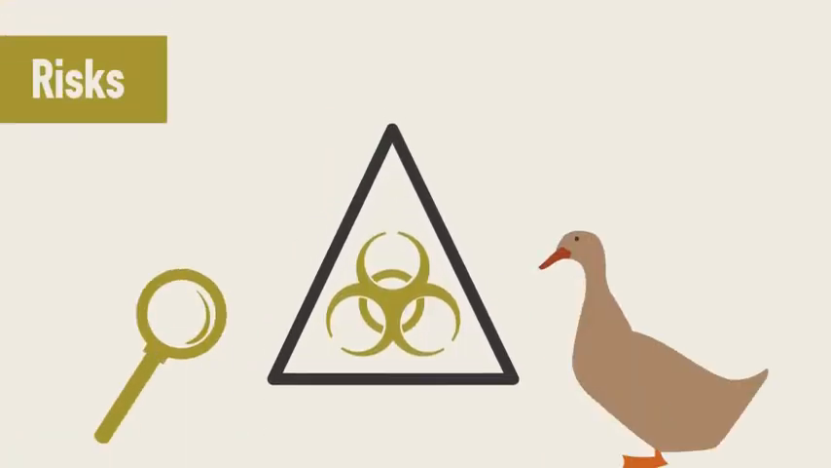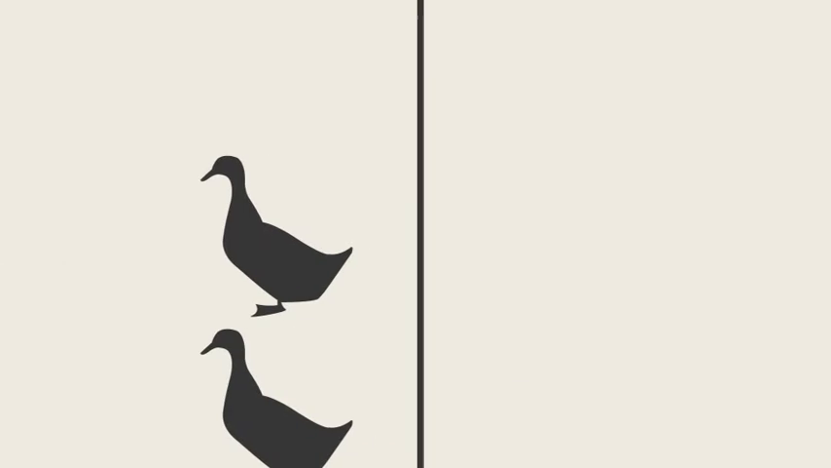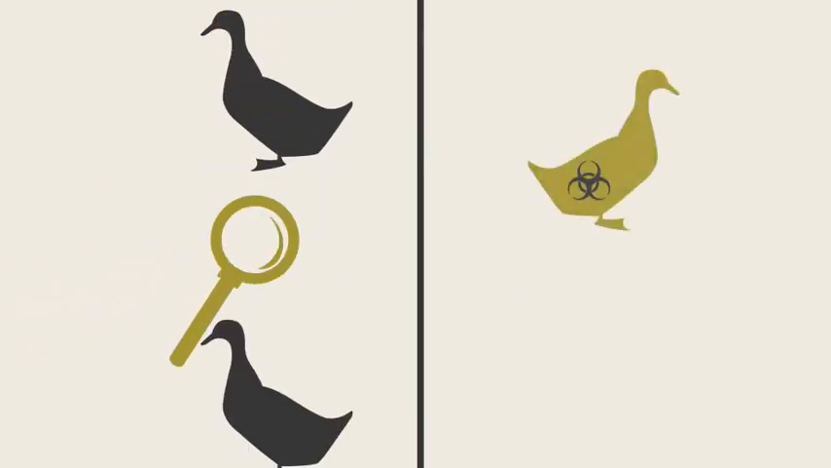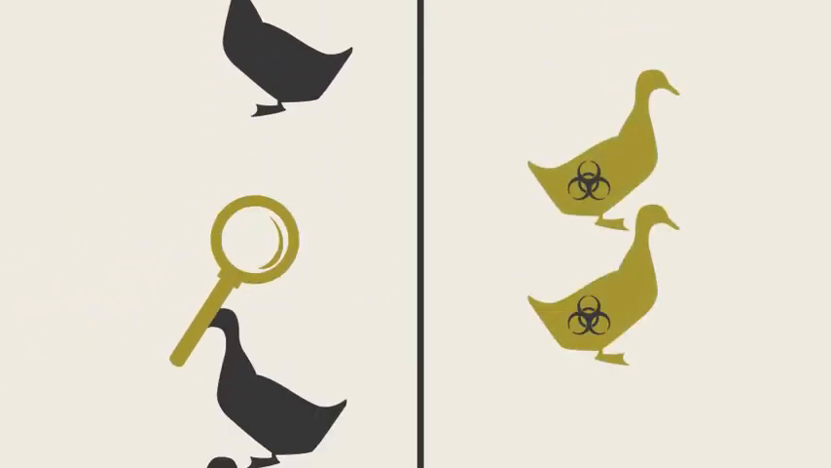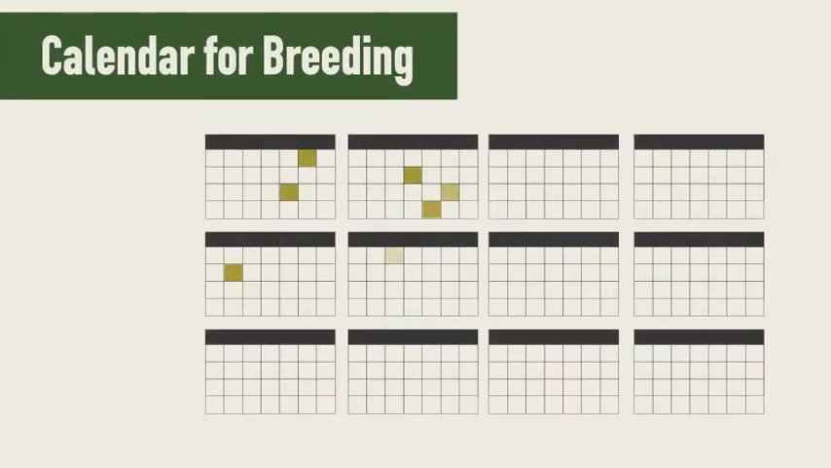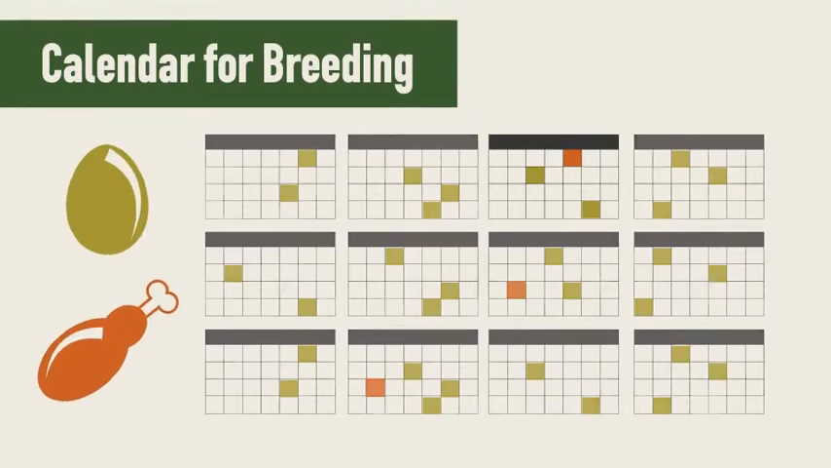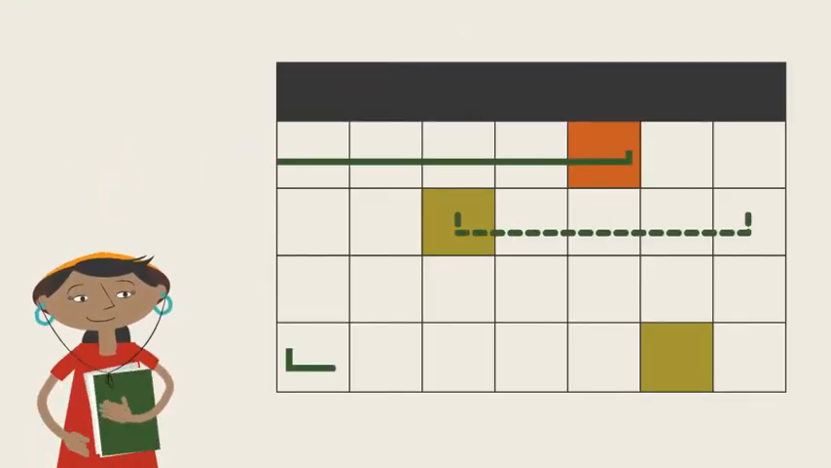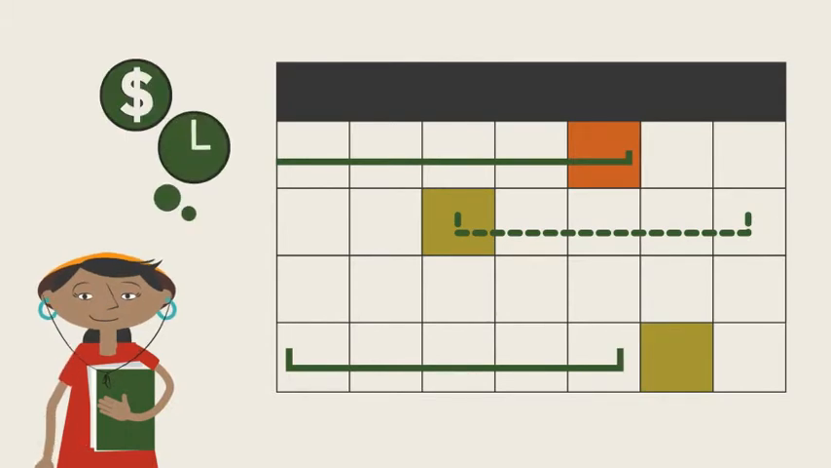Risks. Avian flu was a major risk. Farmers needed to show the ability to identify sick birds and isolate them from the rest of the ducks. Calendar for breeding. This section contained a detailed calendar showing egg and meat production activities, enabling the loan officer to calculate both input costs and the timing of sales.